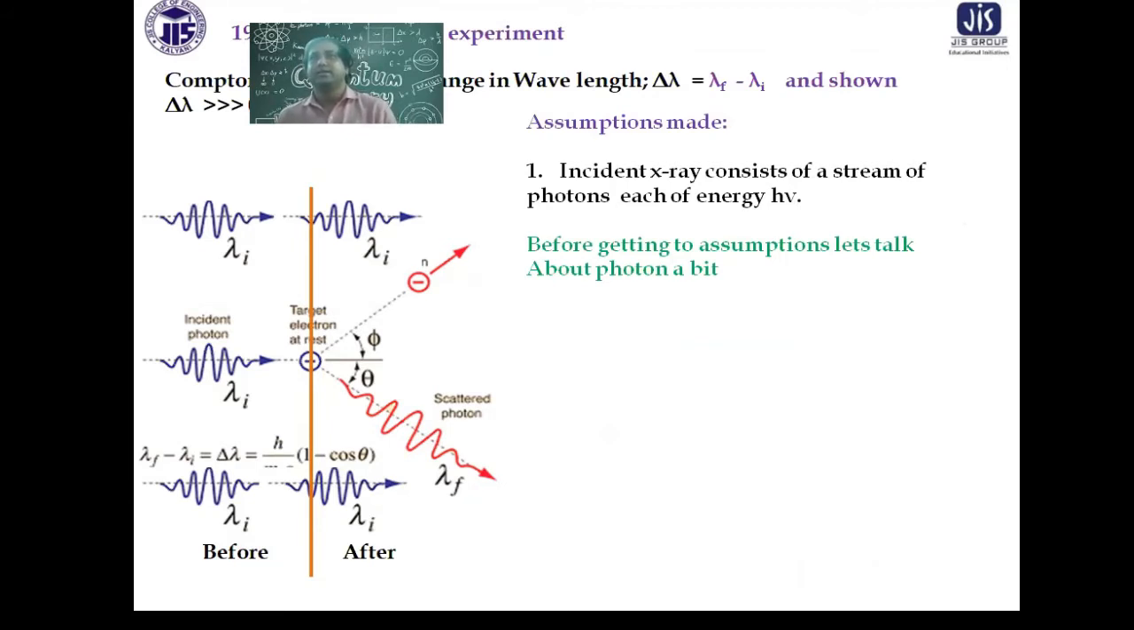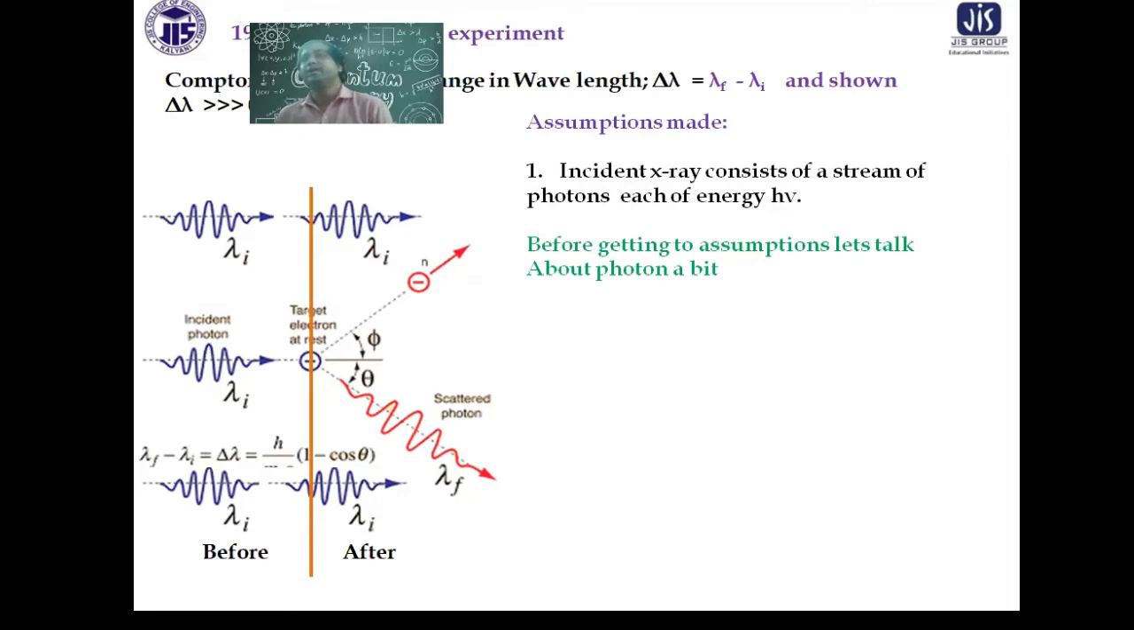So X-rays are coming in with some energy, some momentum. I'll show you the calculation now. So an X-ray photon is hitting another matter called an electron. So basically, this is the first assumption.